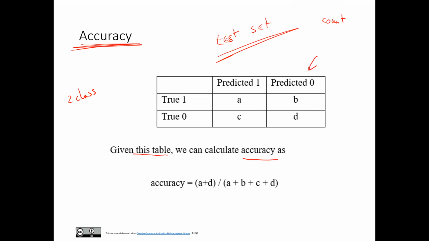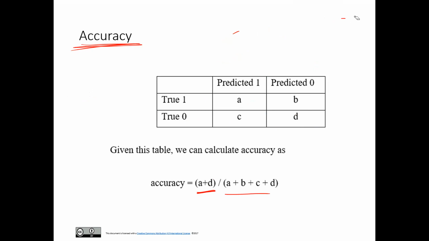And accuracy is going to be, out of all the A, B, C, and D that we have there, how many were correctly classified? That's only going to be A and D, because A is of the ones that were actually 1, A were predicted as 1, so they were correct. And of the ones that were actually 0, D were predicted to be 0, so they're correct. And so you only include those because, for instance, C and B: C is out of the ones that were supposed to be 0, C were classified as 1, which means that they were misclassified.